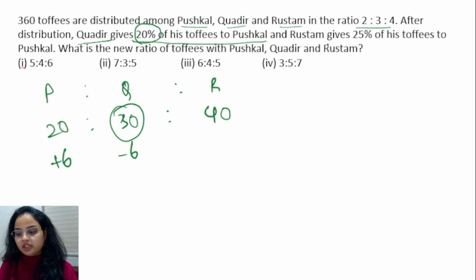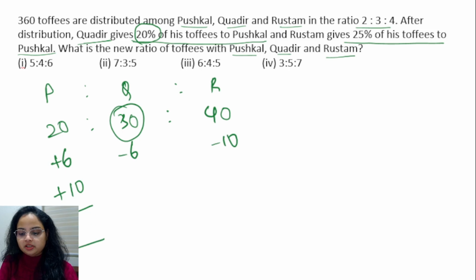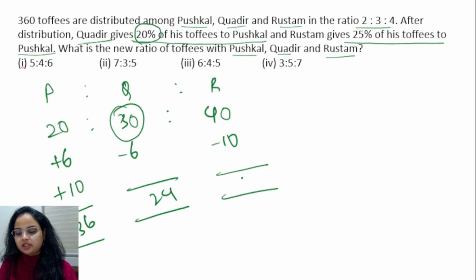And Rastam gives 25% of his toffees to Pushkal. Rastam gives 1/4. So this is 10 here, minus 10, and Pushkal got 10 toffees more. What is the new ratio of the toffees of Pushkal, Kadir and Rastam? Now what is the total toffees of Pushkal? It is 36. And for Kadir it is 24. For Rastam it is 30. Take the ratio of all these three. It is 6 into 6, 4, 5. 6 is to 4 is to 5.